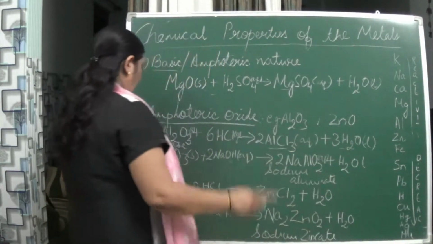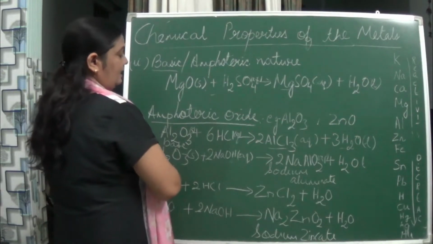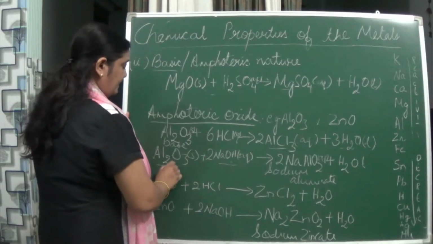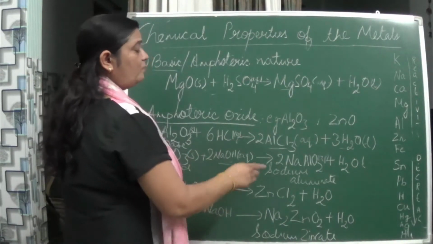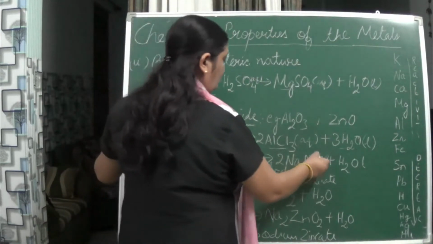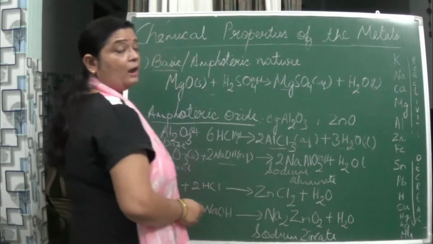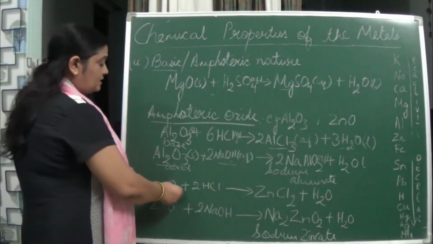Water. Now aluminium oxide is reacting with NaOH. So here aluminium oxide is acting as what? An acid. So it is reacting with a base to form salt and water. Which salt has been formed? Sodium aluminate, that is NaAlO2.